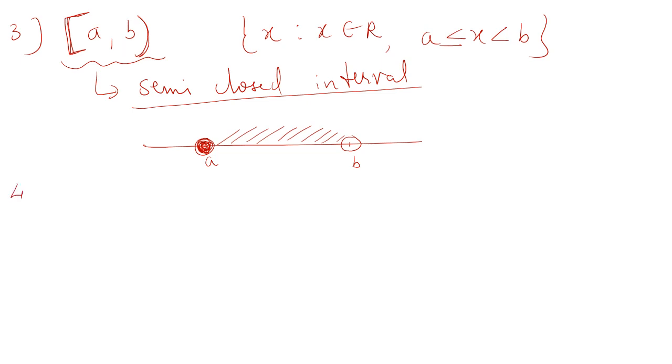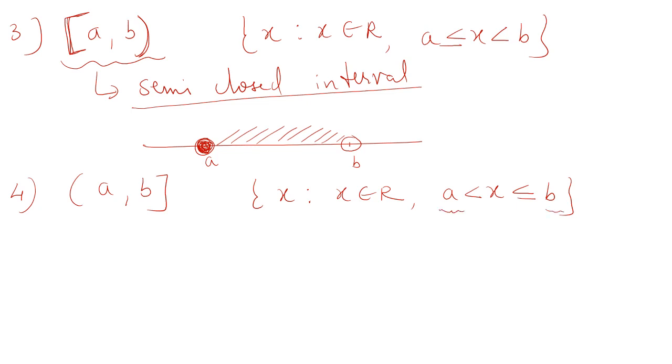And the fourth and the last one is (a, b]. The set builder form of this one is x such that x belongs to R, x is greater than a and less than or equal to b. It means all the real numbers between a and b, excluding a and including b. So we call it a semi-open interval.